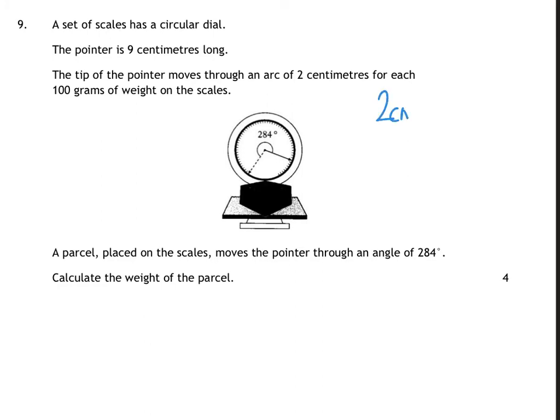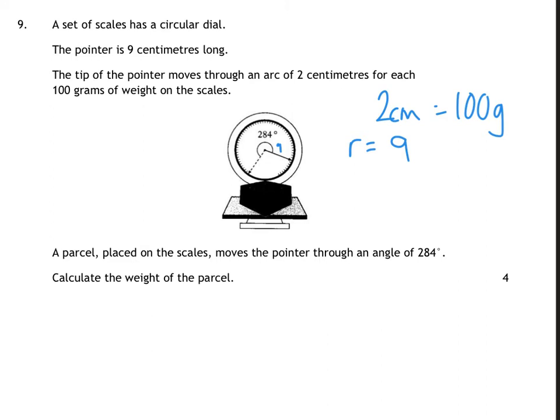So 2 centimetres for every 100 grams. And the pointer is 9 centimetres long, so that means our radius is 9. The parcel is placed in the scales and moves through an angle of 284. We have to find the weight of the parcel.